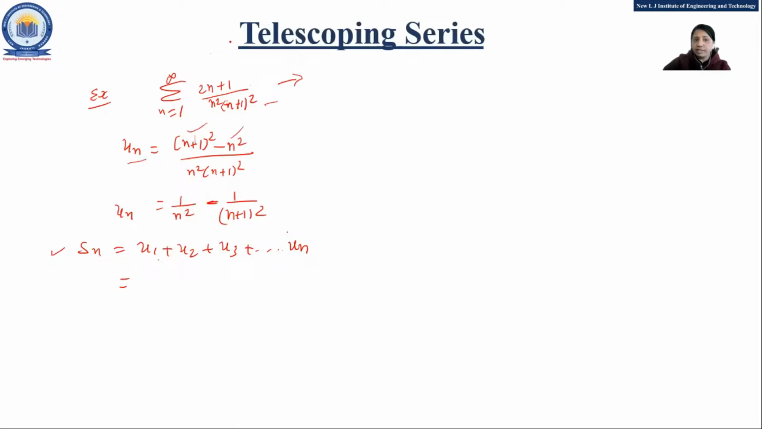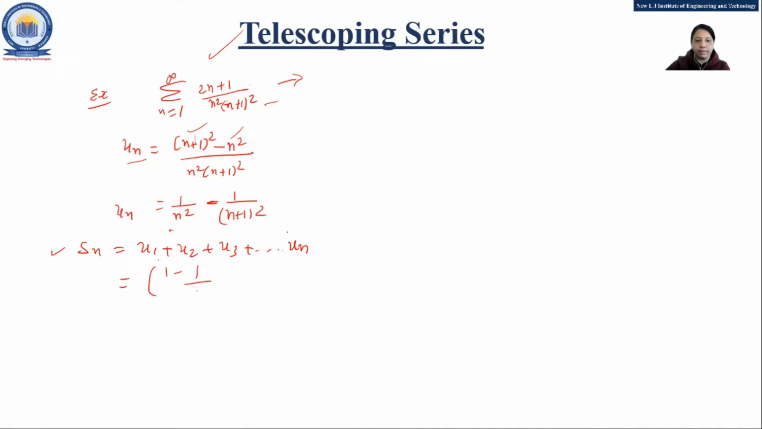Now, telescoping series means that except for some fixed term, the others are supposed to be cancelled. So we need to arrange this in that way, or just put the value of u1. Instead of n, just put n equal to 1. So what will the first term be? That is 1 upon 1, so that is 1, no need to write 1 upon 1. Then for n equal to 2, we will have 2 square.